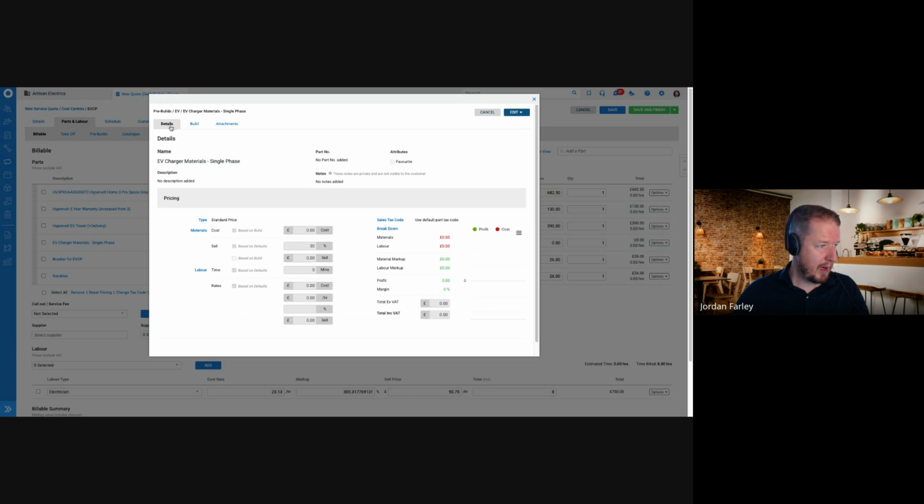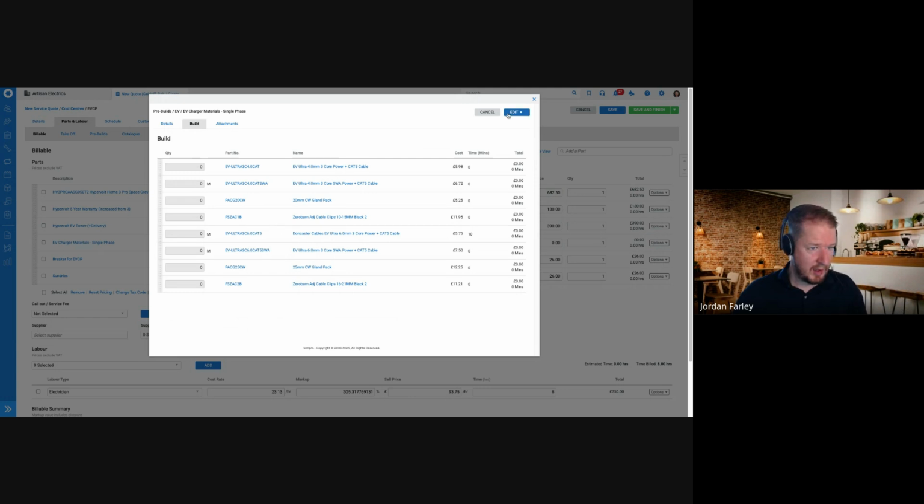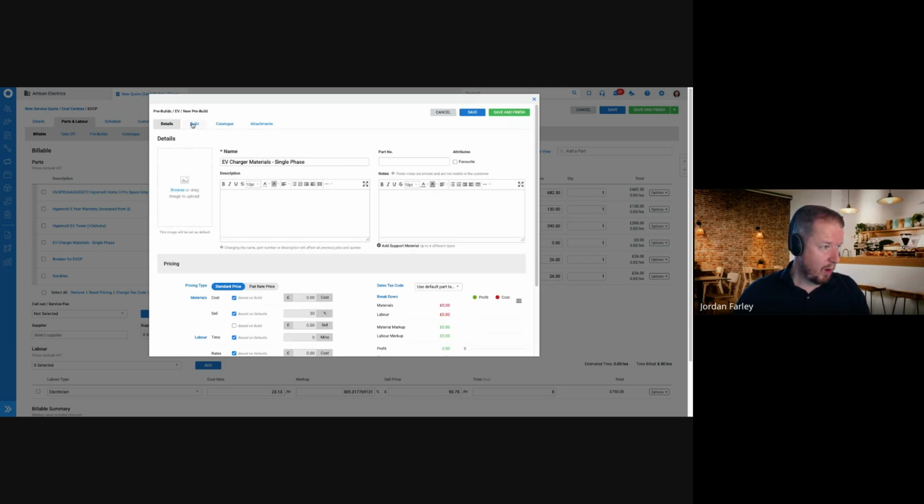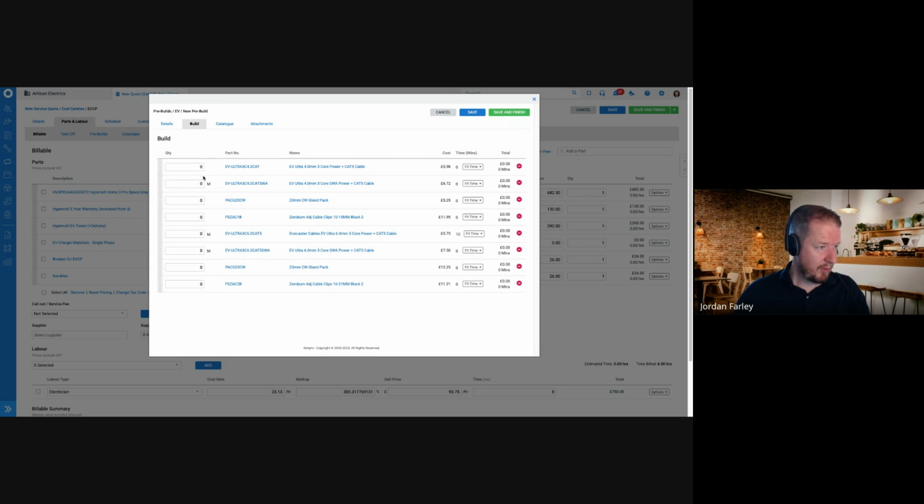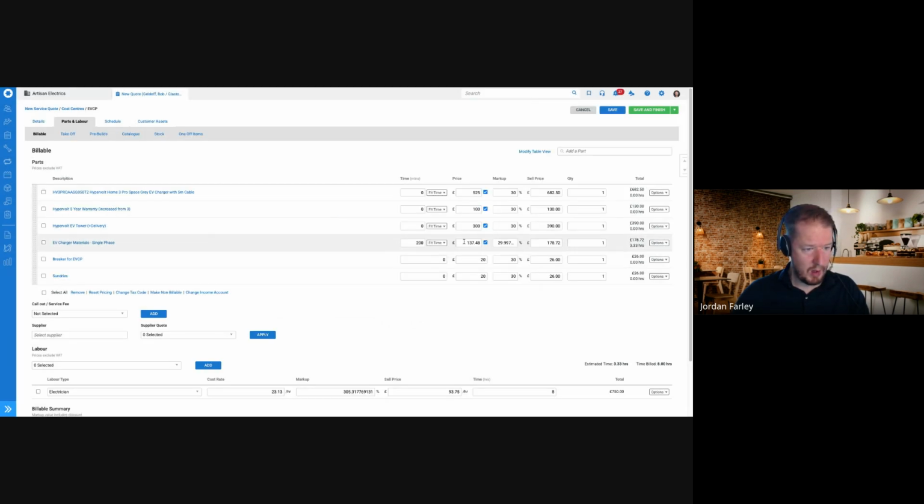I can go in here and create a package for the materials that might be needed. So I've got my EV Ultra cable, so I'm going to use 6mm EV Ultra. I'm going to use 20 meters of that, non-SWA, and I'm going to use 2 packs of clips. That's all I really need for that. So then that works out my cost and my markup.